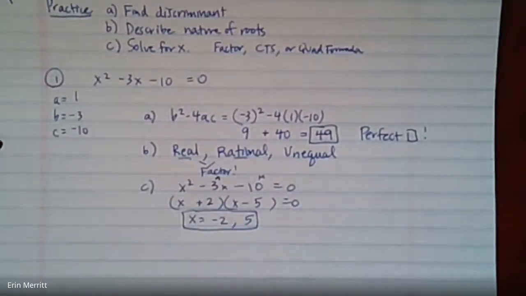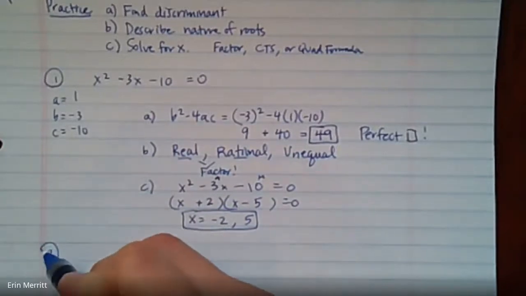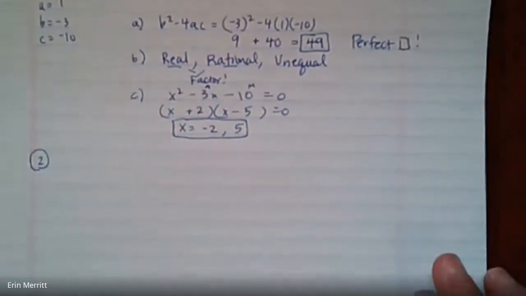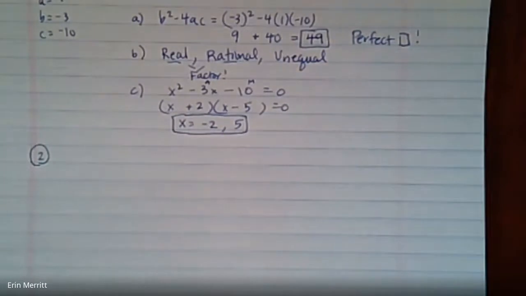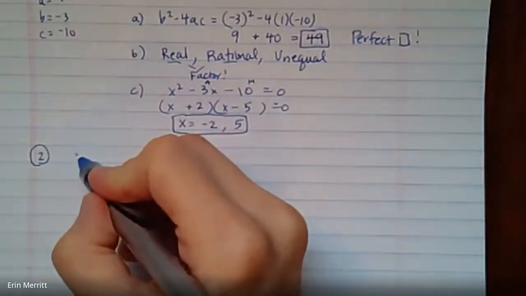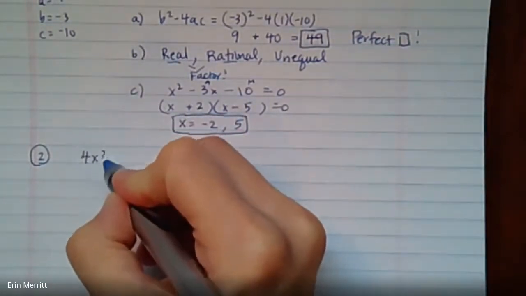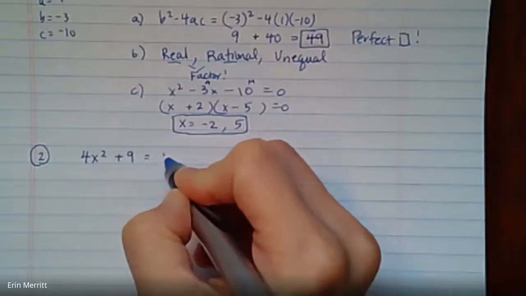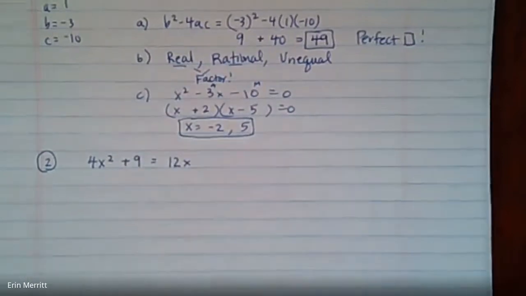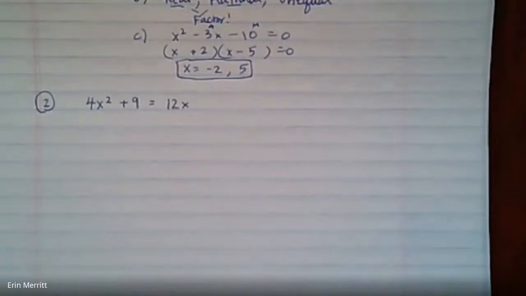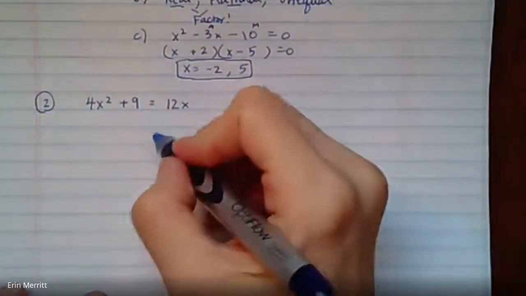All right, that's it. Let's try a second one. So I'm going to slide on up, same directions here. And so I'm going to give you 4x squared plus 9 equals 12x. All right, if we take the same approach here, we're going to calculate each piece.